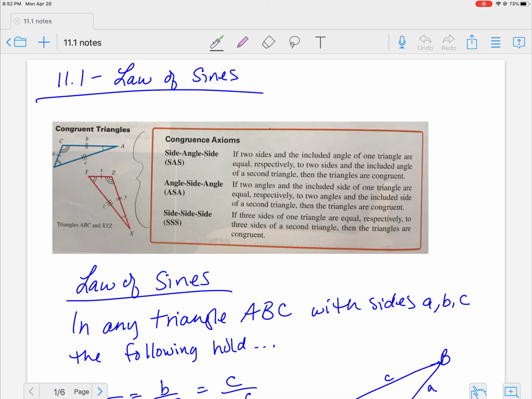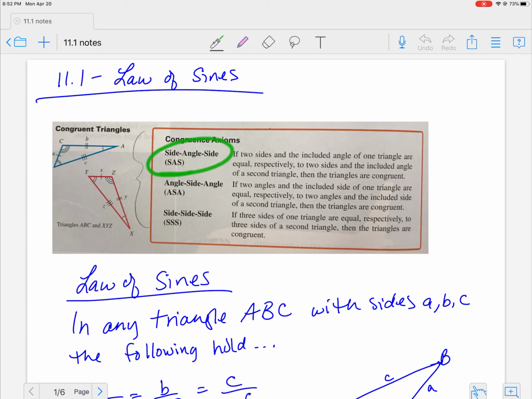Just how it goes. So we're just going to talk through here our law of sines. So now we're going to be looking at law of sines and law of cosines. So when I talk about congruent triangles, let's talk about that a little bit first.